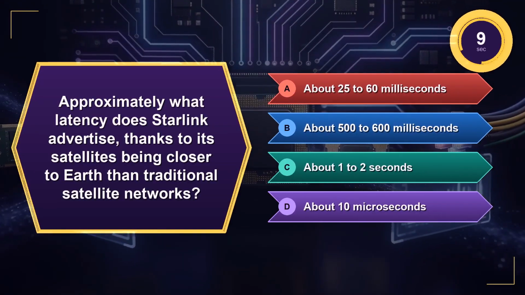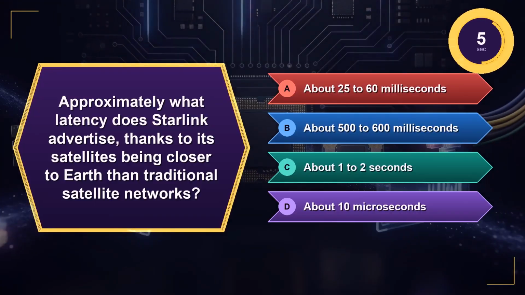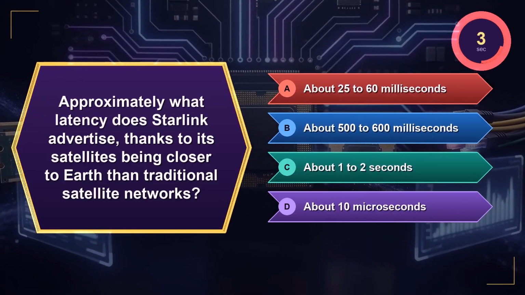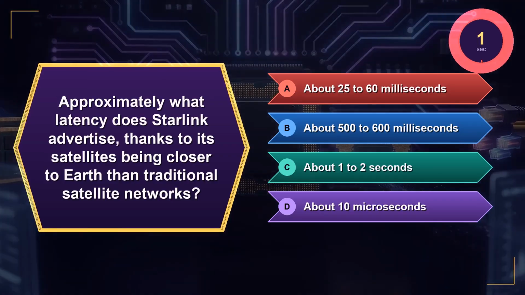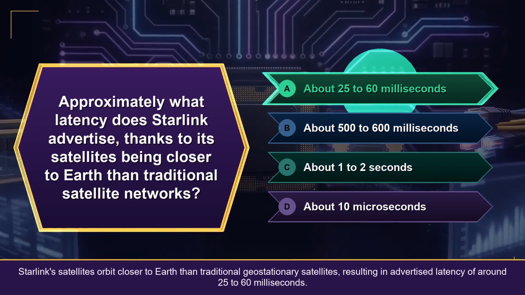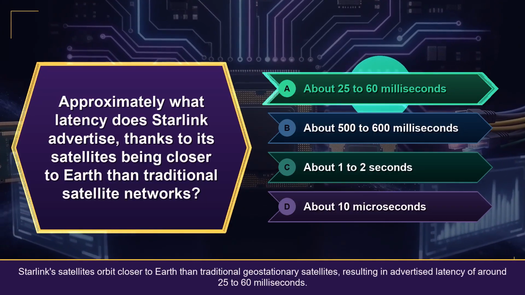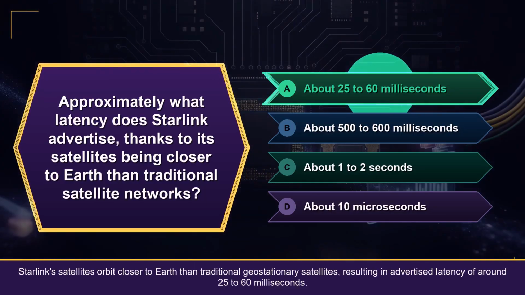Approximately what latency does Starlink advertise, thanks to its satellites being closer to Earth than traditional satellite networks? Starlink's satellites orbit closer to Earth than traditional geostationary satellites, resulting in advertised latency of around 25 to 60 milliseconds.